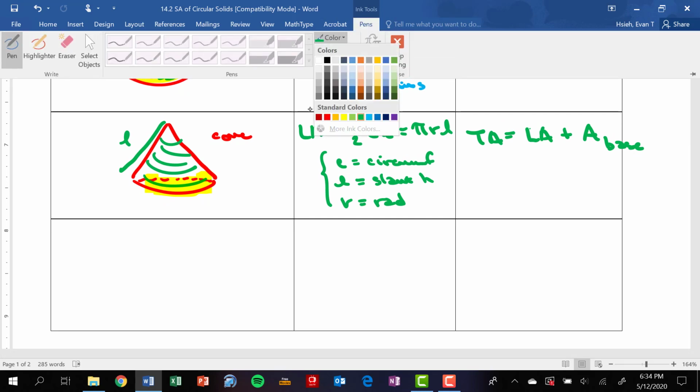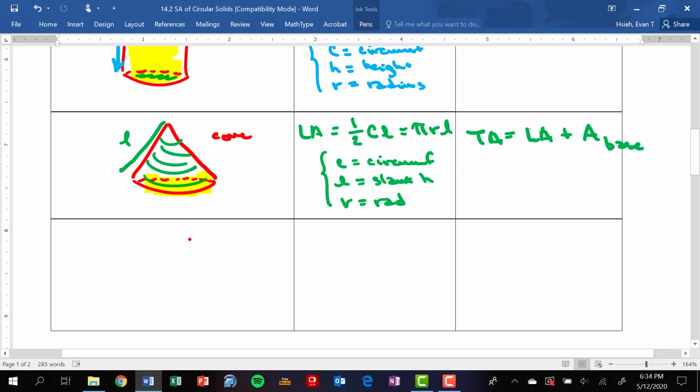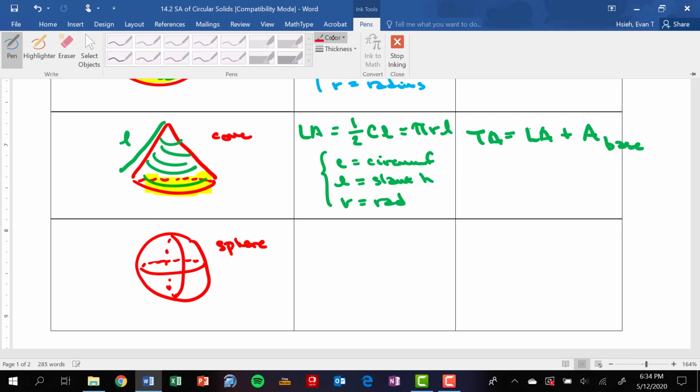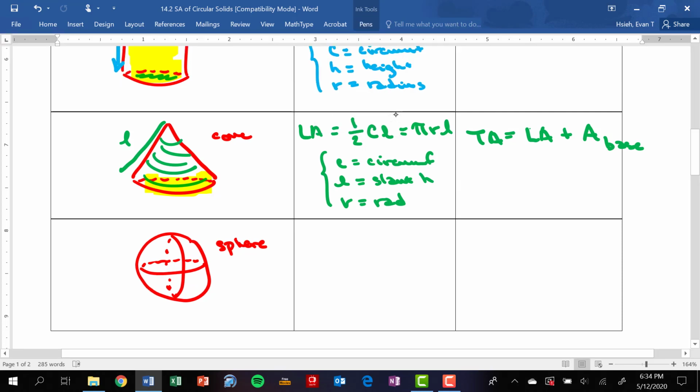And the last type of circular figure here is, of course, a sphere, which looks something like this. And the lateral area for this and the total surface area are the same. There's no real lateral area, it's just total surface area. And the formula for this is 4 pi r squared, where the r is equal to the radius.